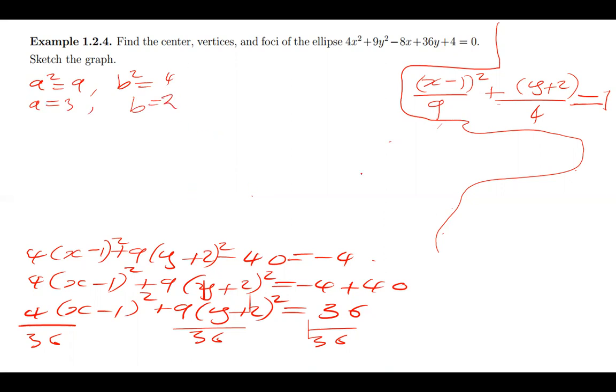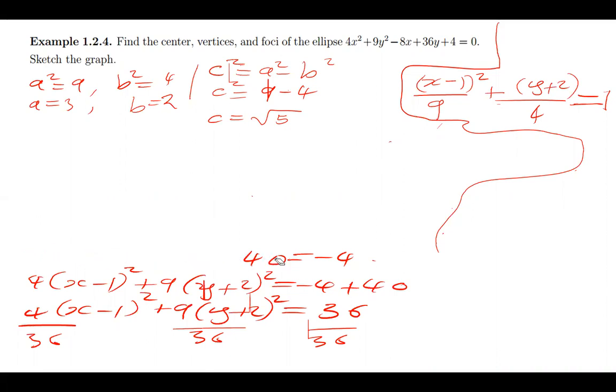So after finding A and B, since A is under X, it means that this ellipse is in the X. So we expect something to come out like this. Yeah, it should be in the X. All right, after finding the value of A and B, we can now find C. We said C squared is given by A squared minus B squared. So our C squared will be equal to our A squared, which is 9, minus our B squared, which is 4. So the value of C is just the square root of 5.